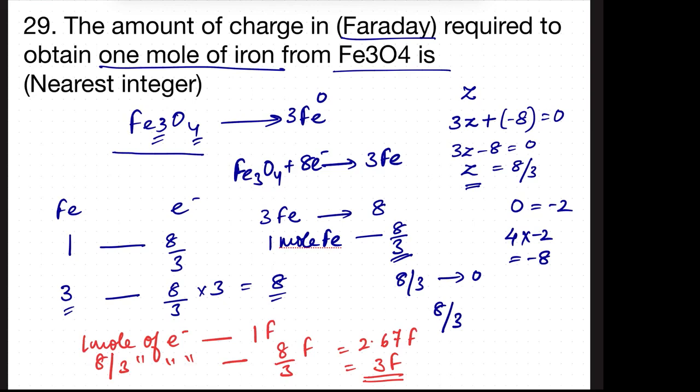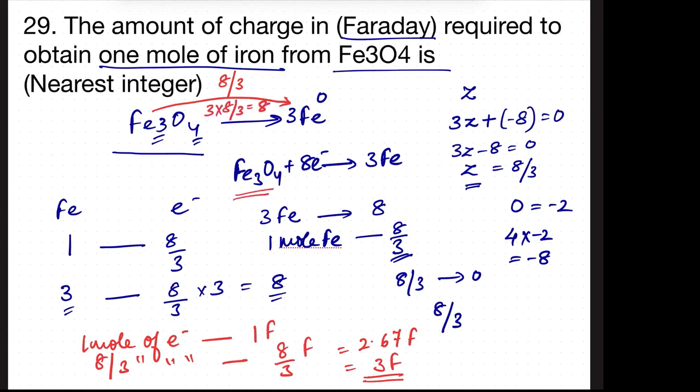iron from Fe3O4. Here the change in oxidation state per atom of iron is 8 by 3. This is change in oxidation state per atom, and there are 3 atoms of iron in one molecule of Fe3O4. Therefore the total change to convert 3 atoms of iron to metallic iron, the total change in oxidation state will be 3 into 8 by 3, which is equal to 8.